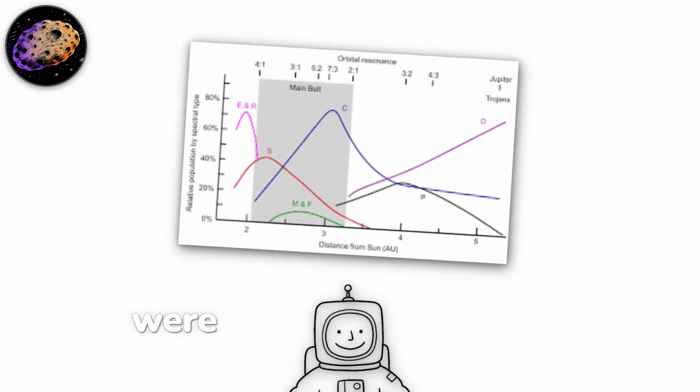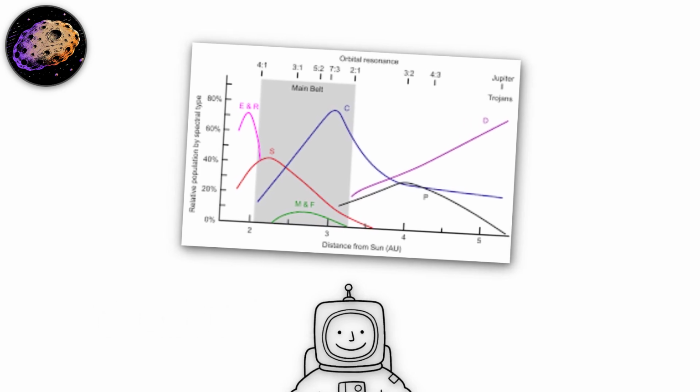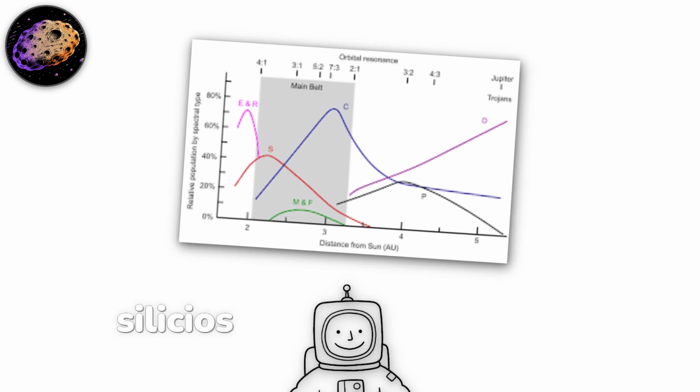S-type asteroids were mainly composed of silicates, hence the letter S standing for siliceous.